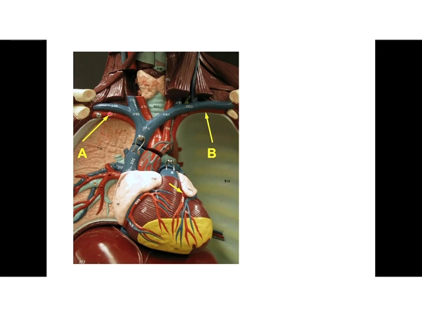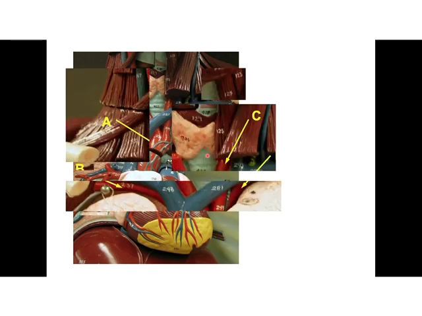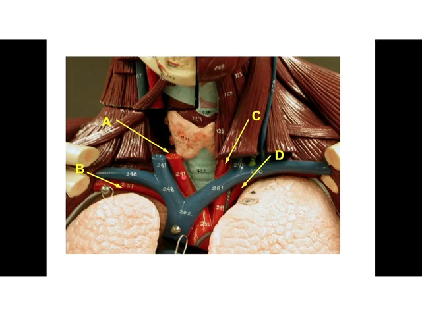What does it branch off of? It branches off the brachiocephalic down here. B is the left subclavian, and it branches off of the aorta. Okay? Over here, all right? B is the right subclavian, and he branches off of the brachiocephalic. A is the right common carotid, and he branches off of the brachiocephalic. Okay? C is the left common carotid, and he branches off the aorta. And D is the subclavian, and he branches off of the aorta, the left subclavian.